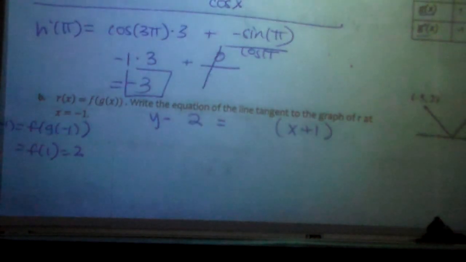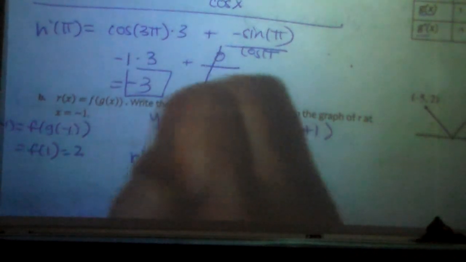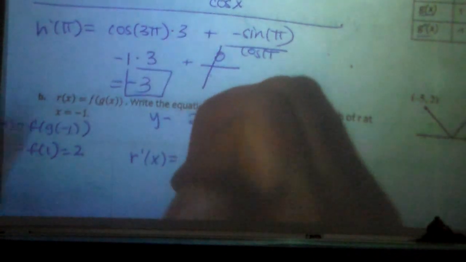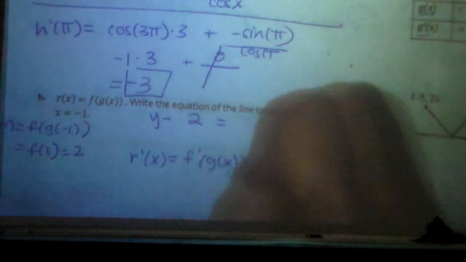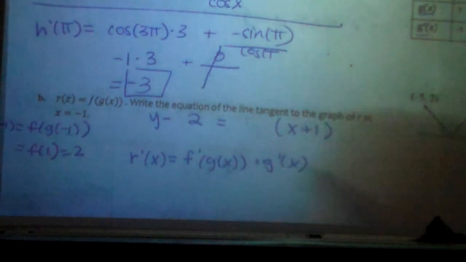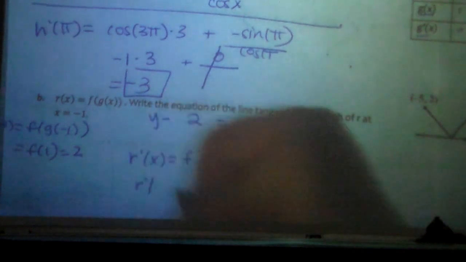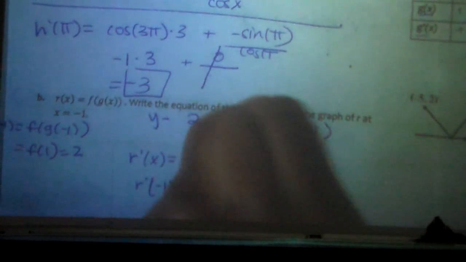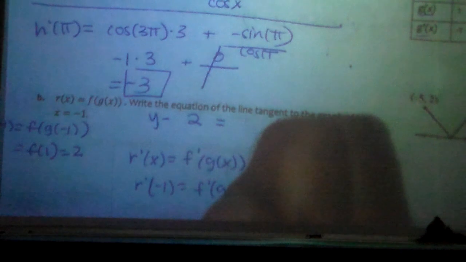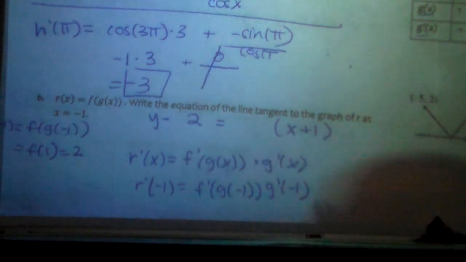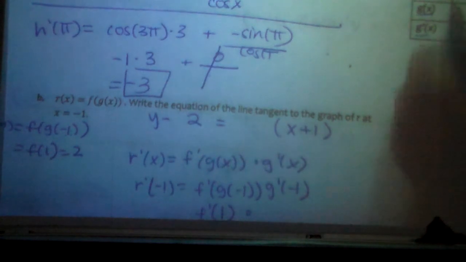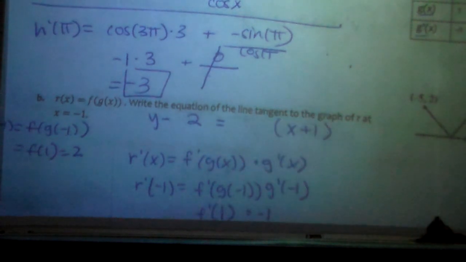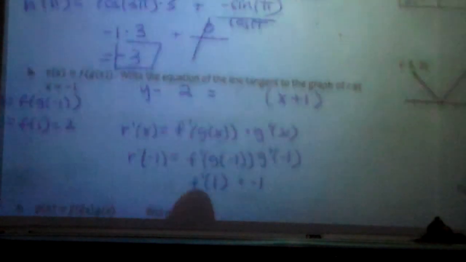Now I need to find my derivative, so always write your f prime or your derivative in terms of x first. Derivative of the outside, leave the inside alone, then times derivative of the inside. Now I can plug in negative 1: f prime of g of negative 1 times g prime of negative 1. G of negative 1 is 1, so this is f prime of 1. G prime of negative 1 is negative 1. So now I just need to find f prime of 1.